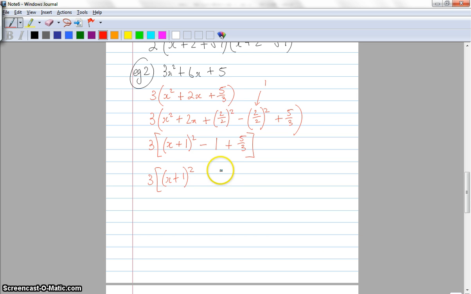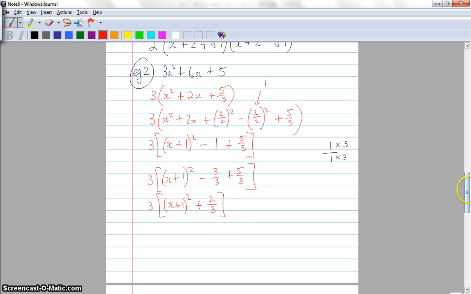(x plus 1) squared. Now, if I want to add those two things there, they both have to have the same denominator. And I know that 1 is the same as 1 over 1. So if I want to turn the denominator into the same as that denominator there, I need to multiply it by 3, which means I also need to multiply the top by 3. So this becomes minus 3 over 3 plus 5 over 3. Okay, and I get 3 times (x plus 1) squared plus 2 over 3.